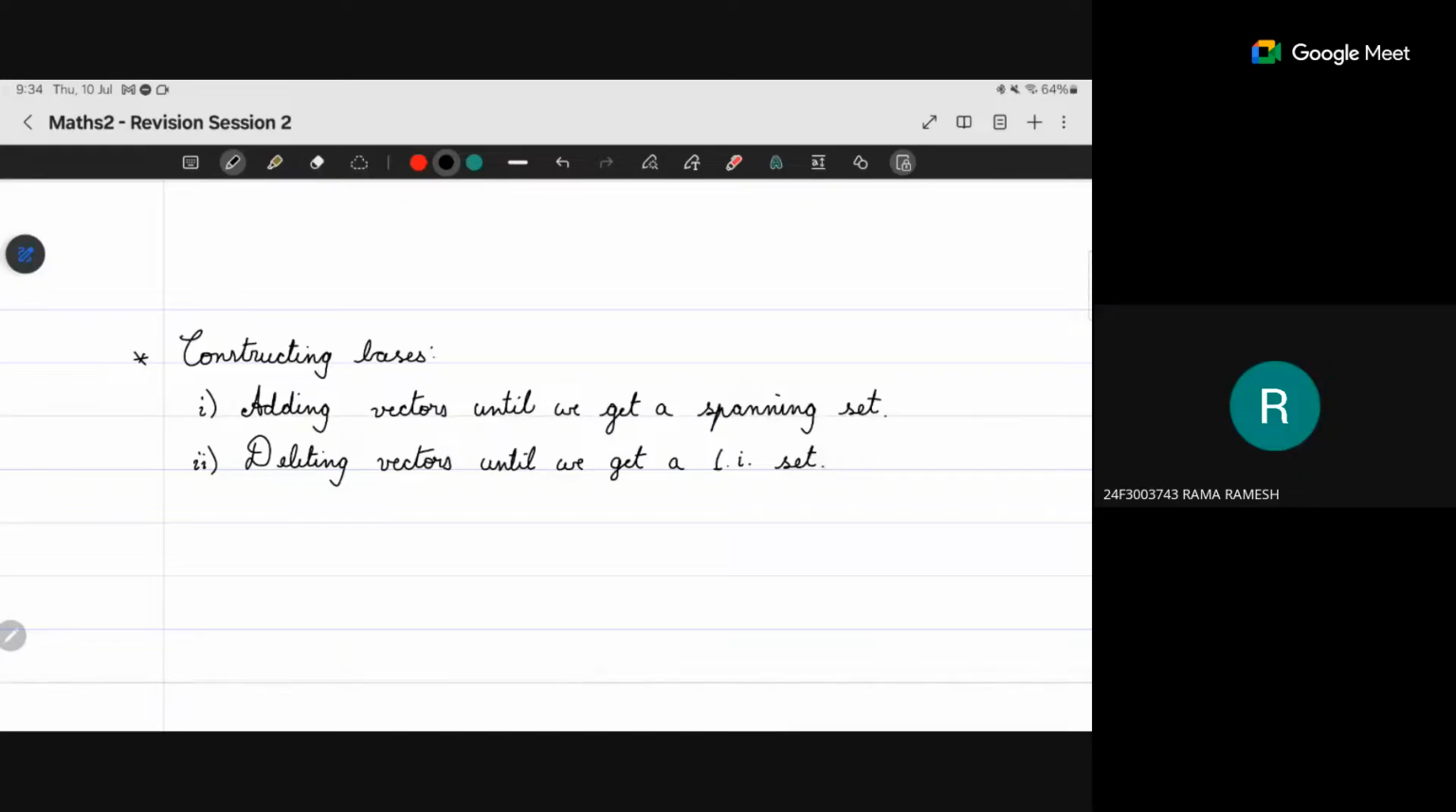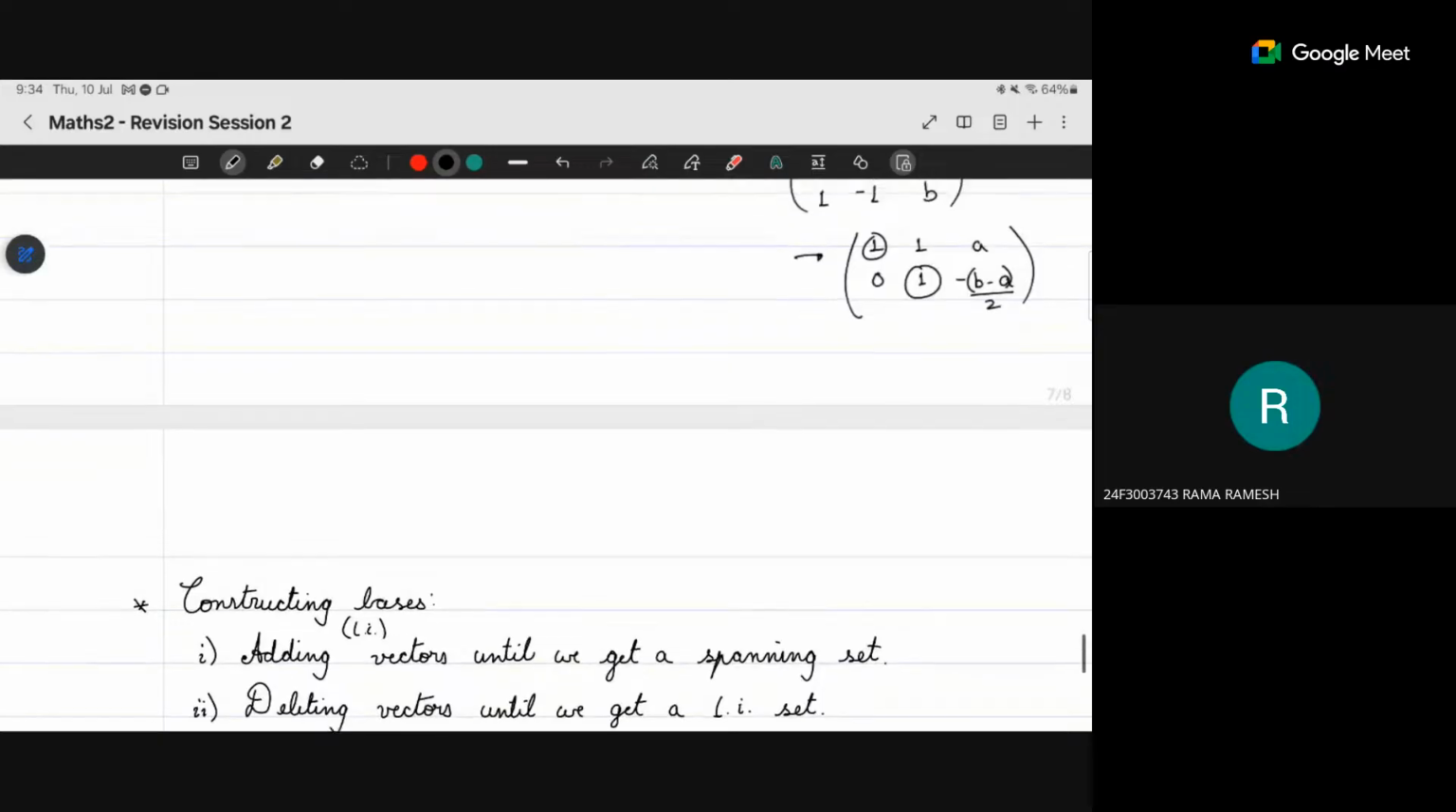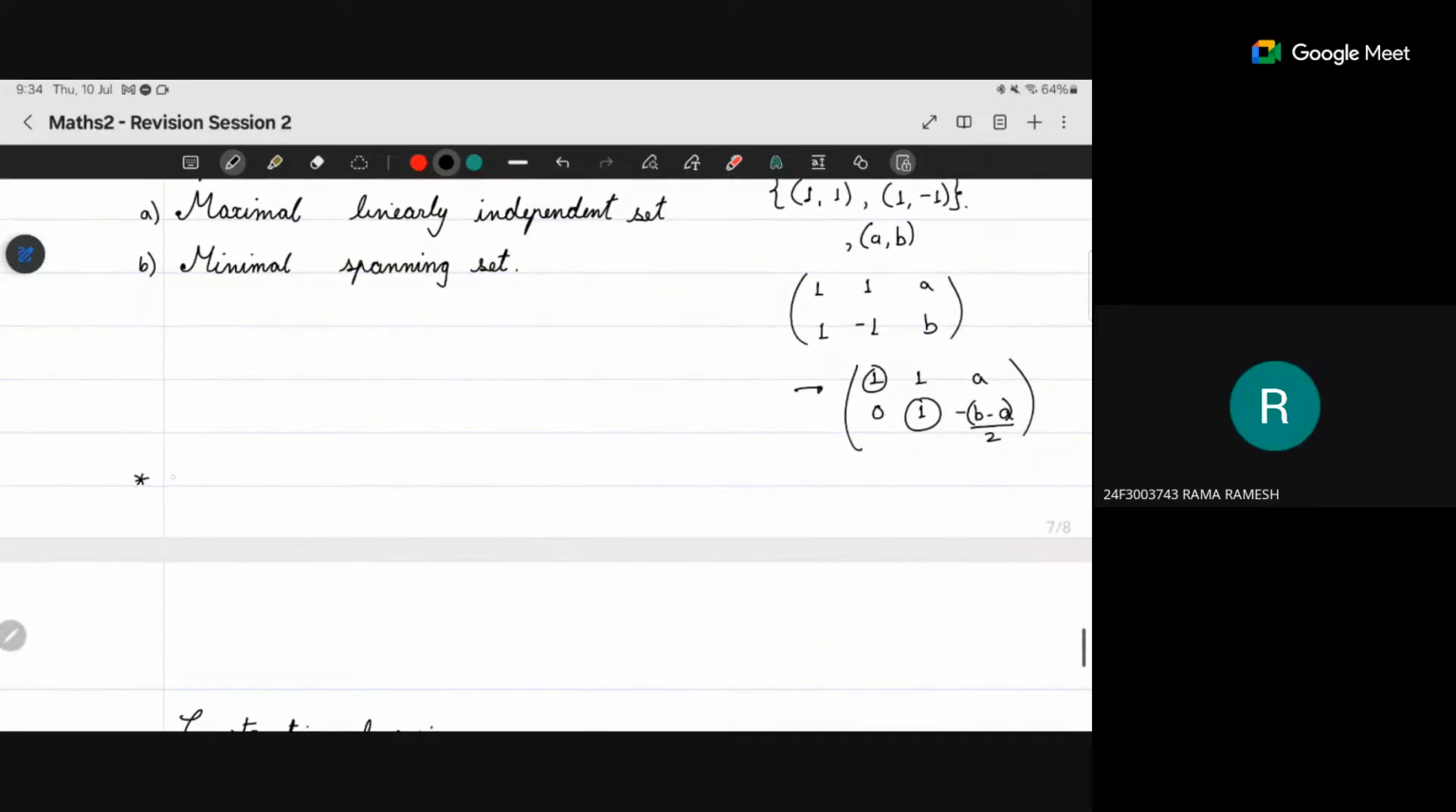So you start with a null set, keep adding linearly independent vectors such that at every stage you have a linearly independent set, until you get a spanning set. That is one way, and deleting vectors. A more sophisticated way of deleting vectors is what we will see next.